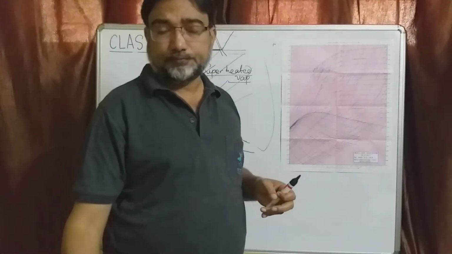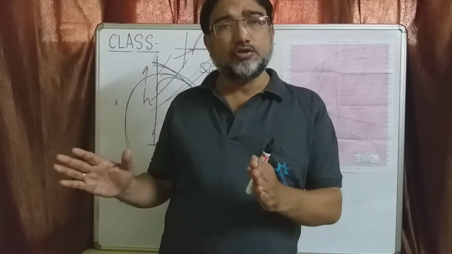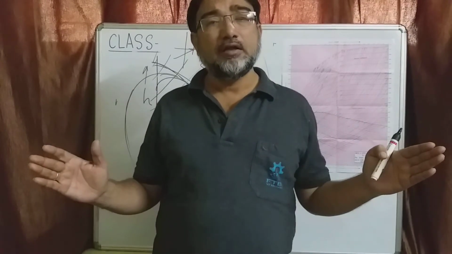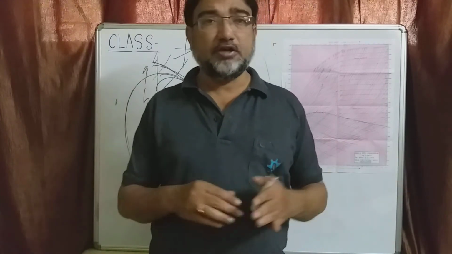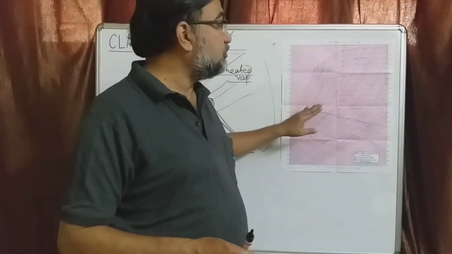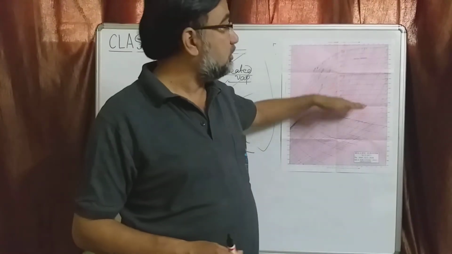Okay. So steam tables give you all the values within the saturated vapor line, saturated liquid line and in between. But the Mollier diagram gives you the values of steam in an extended region, or in the superheated region.